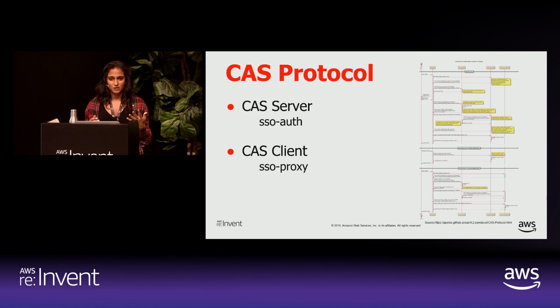It stands for Centralized Authentication Service, which consists of a CAS server, or a centralized authentication server, which is responsible for authenticating users and granting access to the services, and a CAS client, which protects the service and uses the CAS server to retrieve the identity of the user. SSO has these two parts, where SSO auth is the CAS server and SSO proxy is the CAS client.